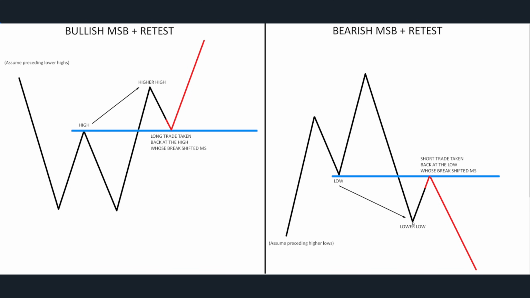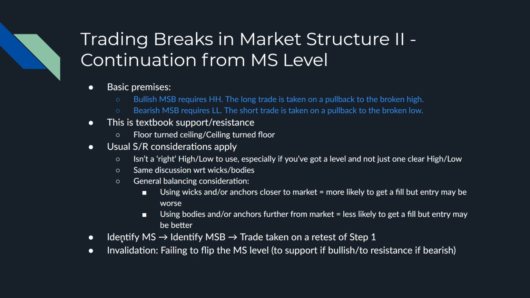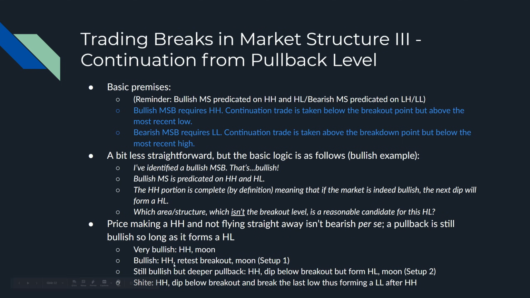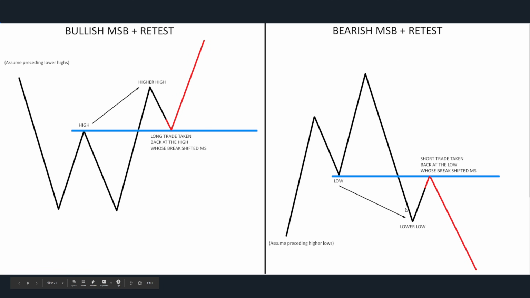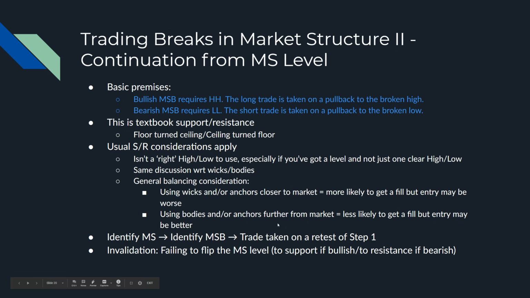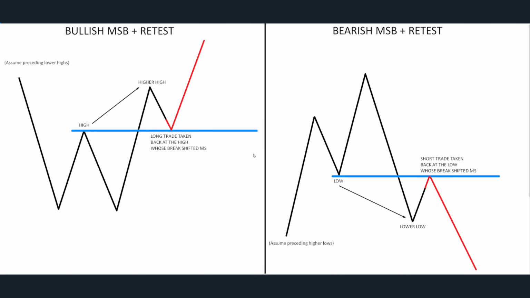Okay, phase 3, how do we trade this? Continuation, okay, we're looking to get short. Where do we get short? Well, where was market structure broken? Well, it was broken when this low was broken. So that's our level. Short trade taken, back at the low, whose break shifted market structure. Identify MS, this is our low. Identify market structure break, here, the close below the low, trade taken on the retest of step 1. What's step 1? Well, we identified MS in the first place. So the high, whose break cemented the market structure break, the low, whose break cemented the market structure break.